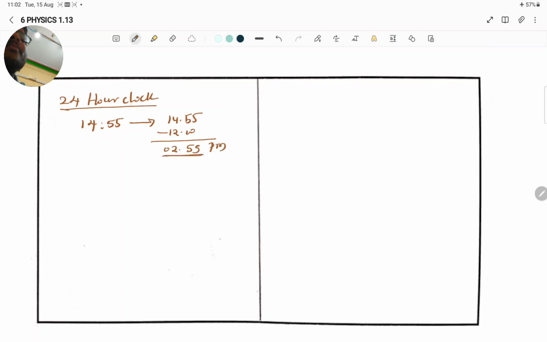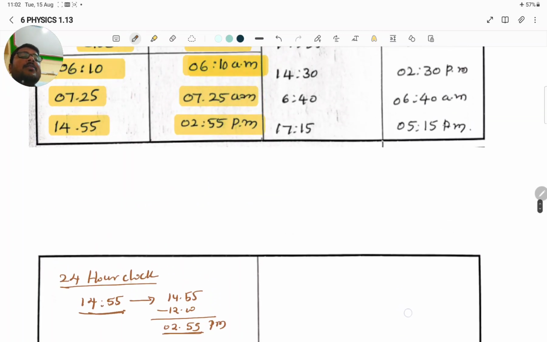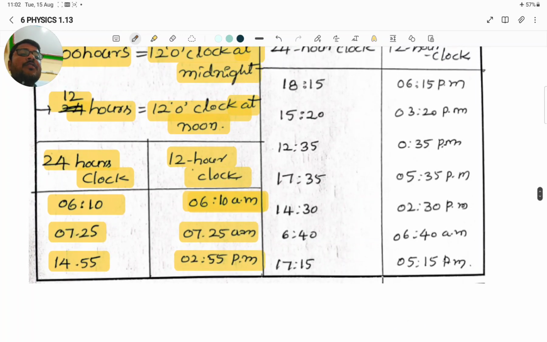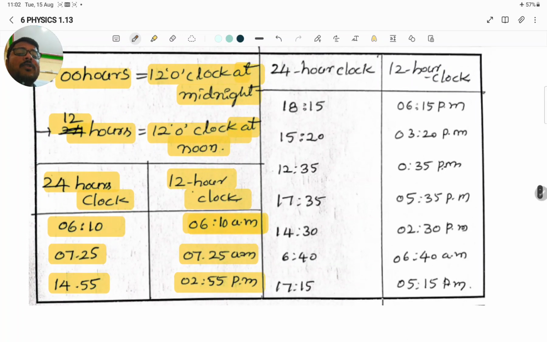Okay, put PM here. Why? Because 14:55 is more than 12, so we have to subtract 12. Subtracting 12, we get 2:55. Here, above 12 o'clock means we have to write PM. Why? Because PM indicates noon to midnight. Okay, next, 18:15 also.